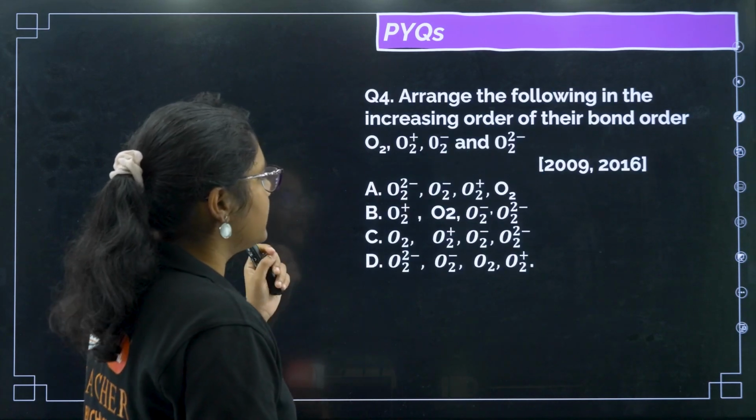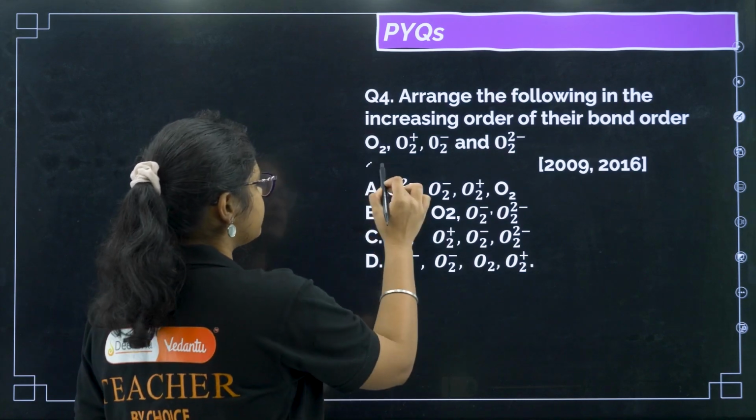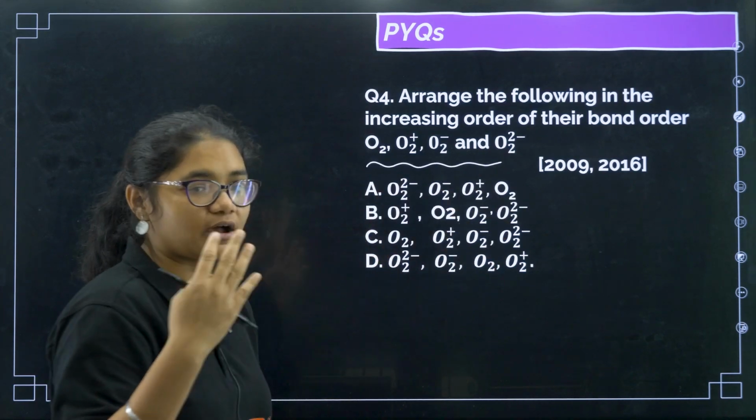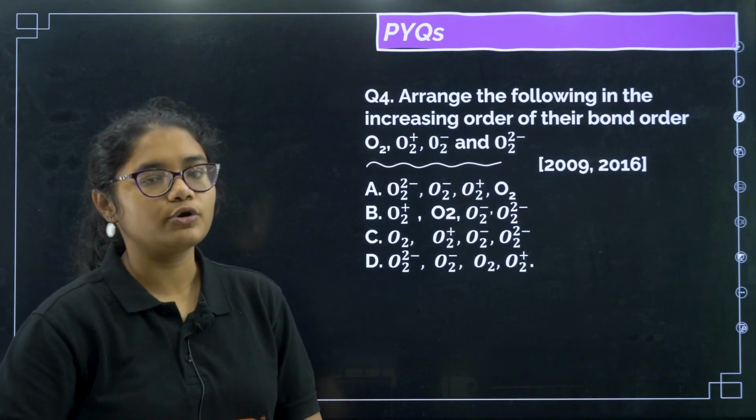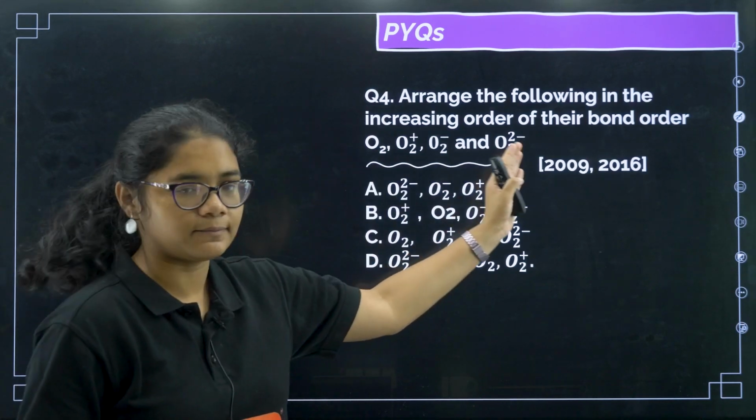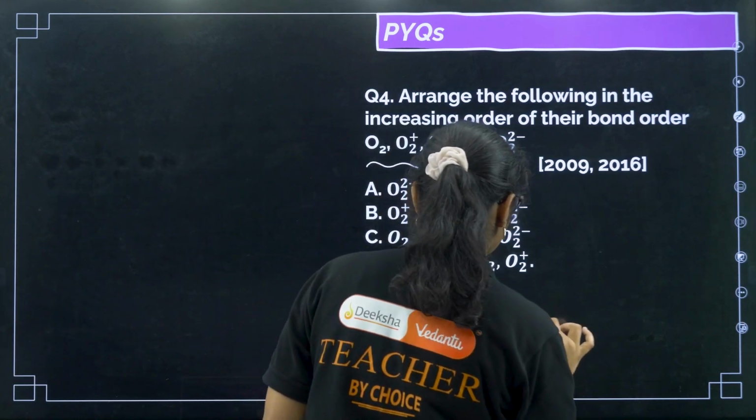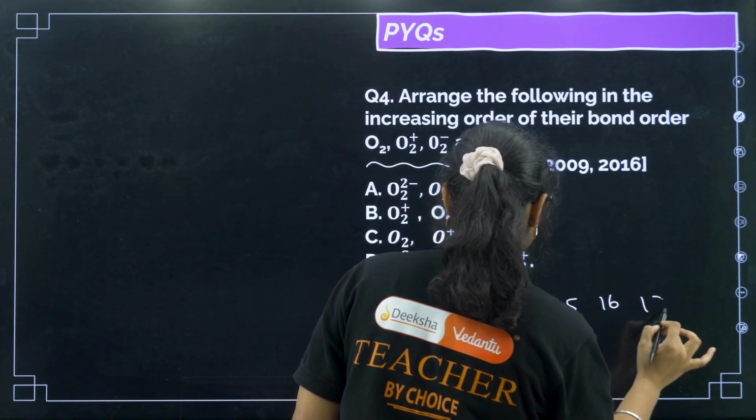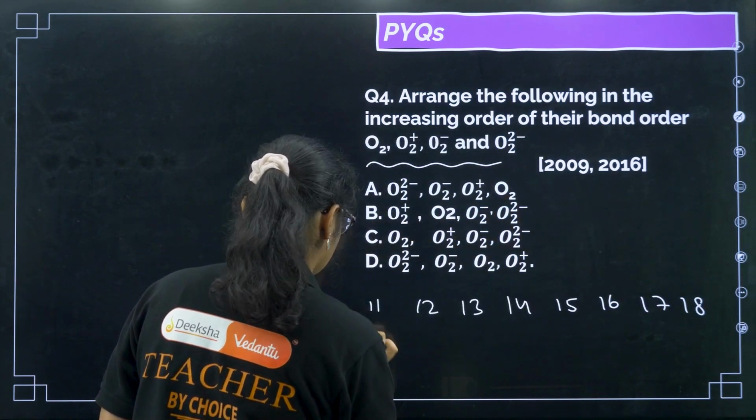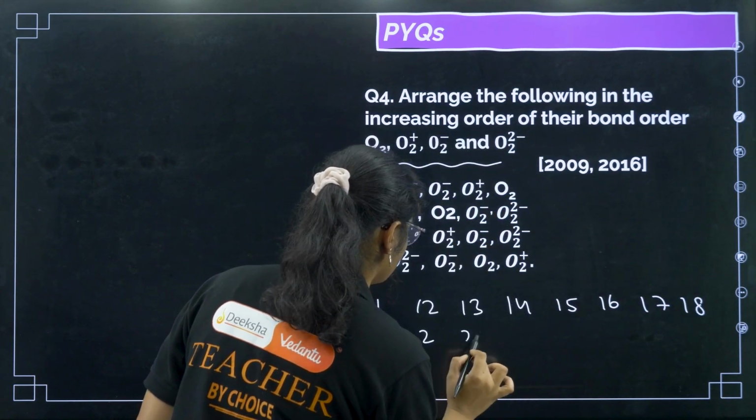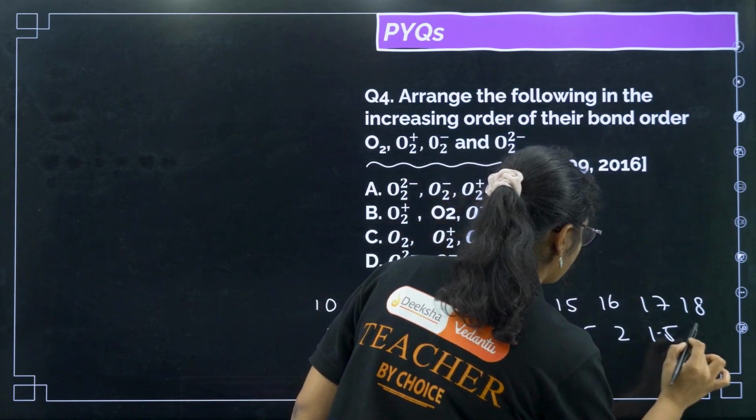Next, arrange the following in the increasing order of their bond order. Now you can see in these species, I will tell you a trick. If the charge is positive, bond order will be maximum. If the charge is negative, bond order will be lower. In the same types of species you can compare generally, or else you can check it also. We know 14, 15, 16, 17, 18, 13, 12, 11 and 10 give 1, 1.5, 2, 2.5, 3, 2.5, then 2, 1.5 and 1.